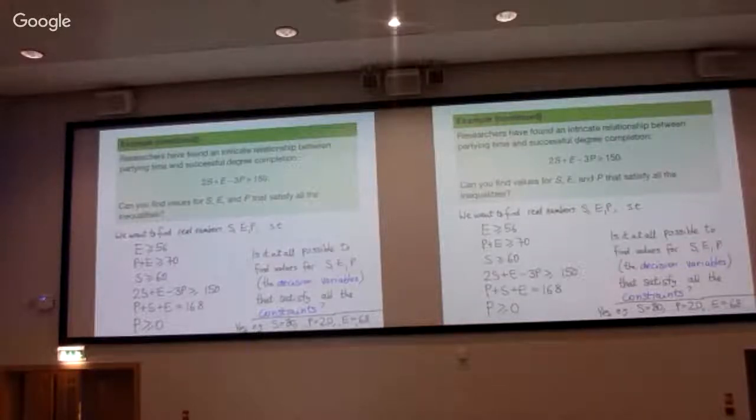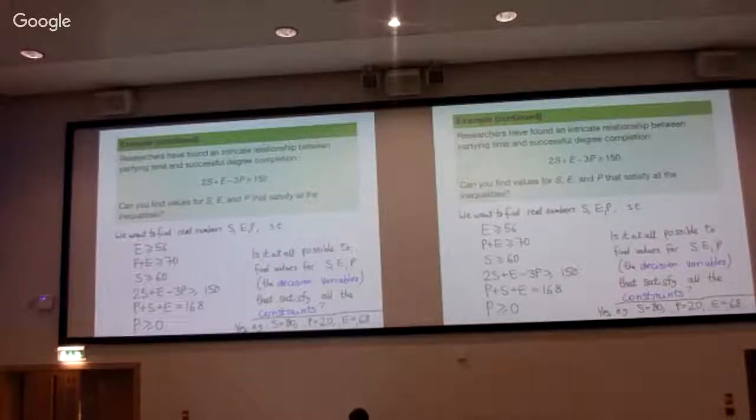Okay, so E is 68, so this is satisfied. P plus E is 88, so the second constraint is satisfied. S is 80, so the third constraint is satisfied. Now this one, 160 plus 68 minus 60 is 168. So that's satisfied. They add to 168. P is non-negative. Yeah. This is what's called a feasible solution.